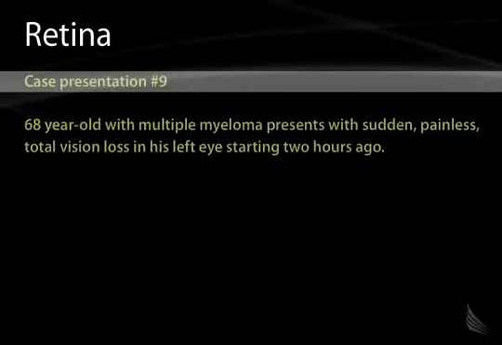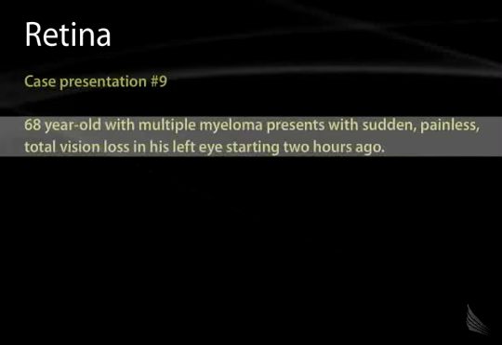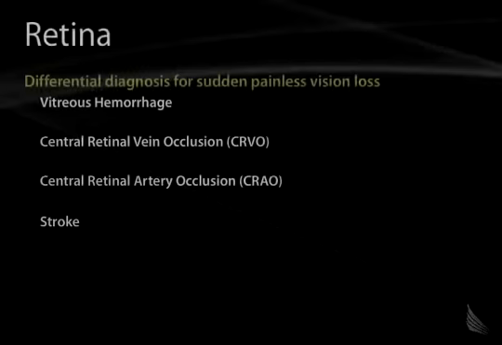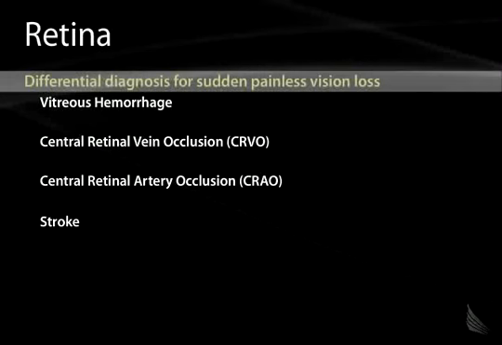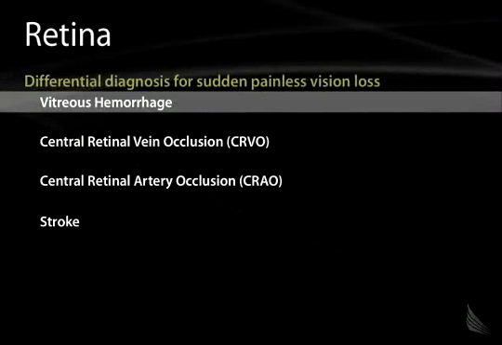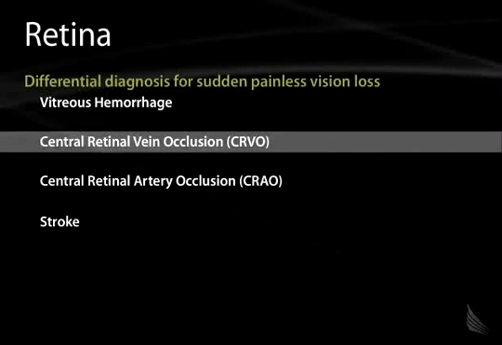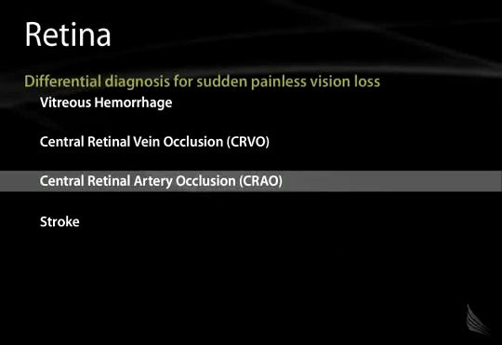Case presentation number 9. A 68-year-old with multiple myeloma presents with sudden, painless, total vision loss in his left eye starting 2 hours ago. This is a concerning case, and we'll need to look at it. The differential diagnosis for sudden, painless vision loss includes the vitreous hemorrhage as we talked about, which can happen in one or both eyes. Also, for monocular, sudden painless vision loss, you need to think about a retinal vein occlusion or a central retinal artery occlusion.